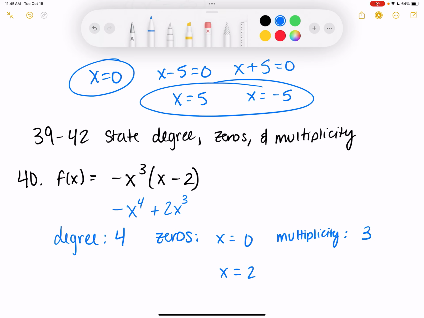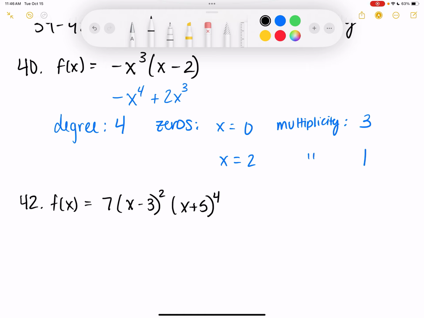Number 42: f of x equals 7 times x minus 3 squared times x plus 5 raised to the 4th. So much like the previous one, this one is not written in standard form. So I'm going to talk about how to figure out the degree if it's not written in standard form and you don't want to multiply it, because this would be kind of miserable to multiply out.